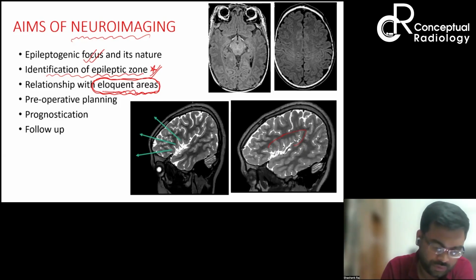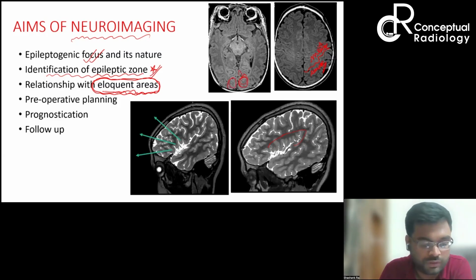What is this? This is the central fissure. Here we have the central fissure, so this is the motor cortex and then the sensory cortex. These are all eloquent areas. Here what we have is occipital, what do we have? Visual cortex. So again, this is an eloquent area.